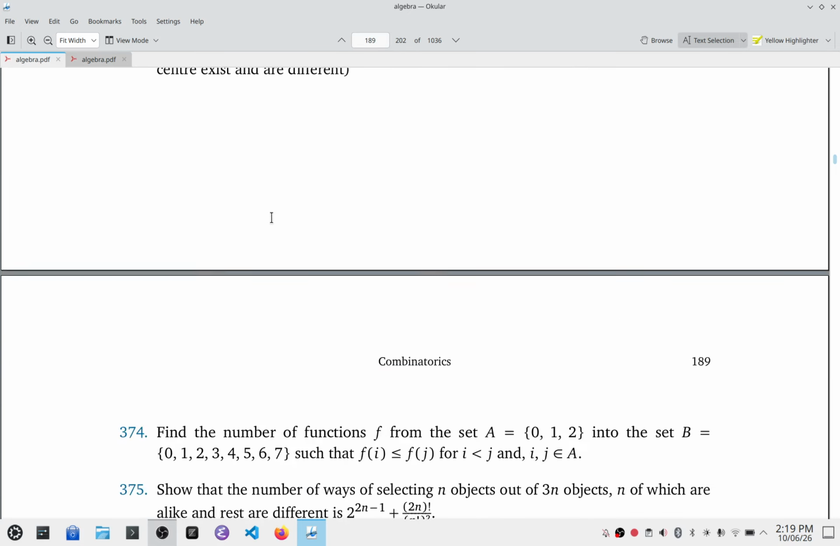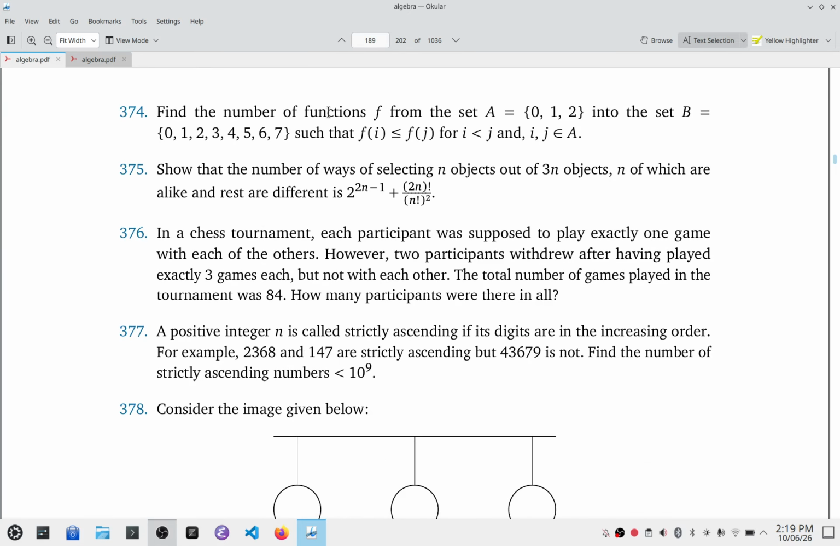Next question is: find the number of functions f from the set A = {0, 1, 2} into the set B = {0 through 7}, so 8 values here, such that f(i) ≤ f(j) for i < j, and i, j are in the set A.